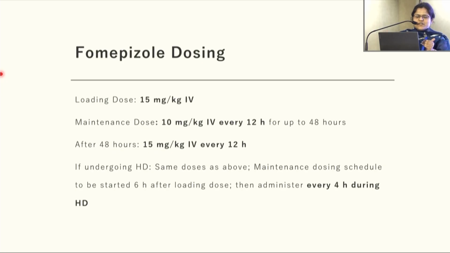If the patient is on hemodialysis, the dose is going to be the same, but the frequency is going to increase. That is 15 mg per kg IV every 4 hours you have to give during hemodialysis.